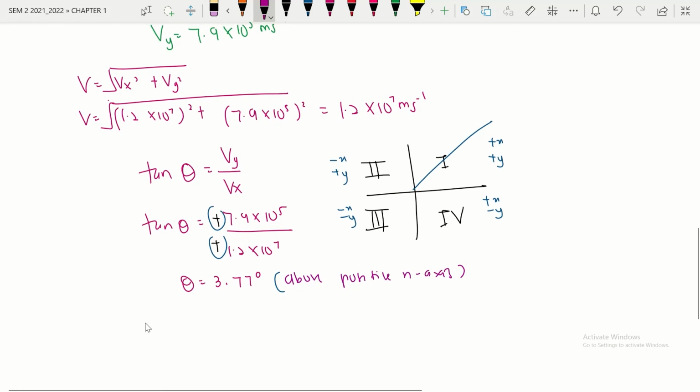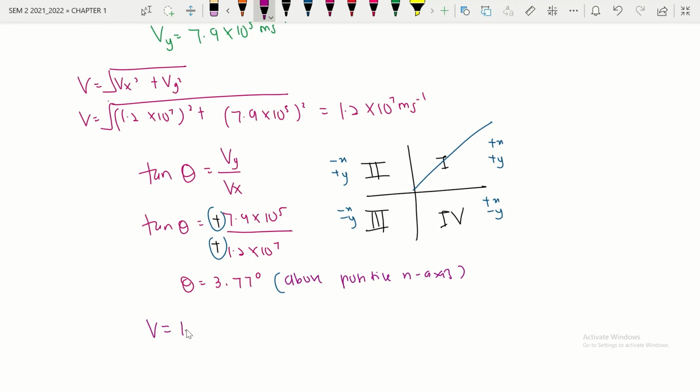So finally, how can you write your answer? You boleh cakap lah V equals to 1.2 times 10 to the power of 7 meter per second, which the angle is 3.77 degree above positive x axis. So that's all for question number 12. Thank you everyone.